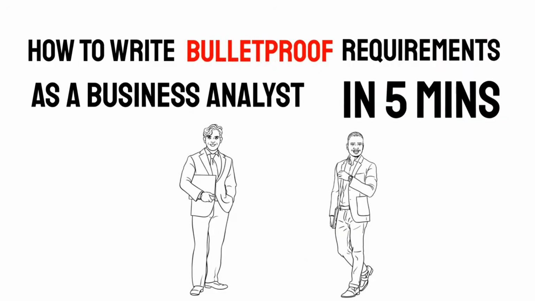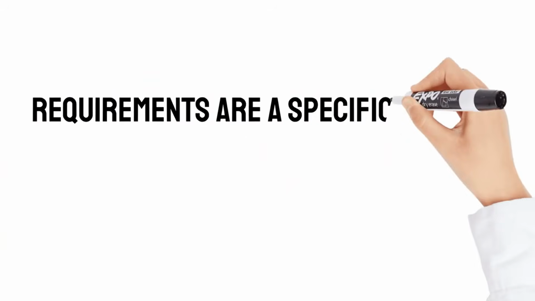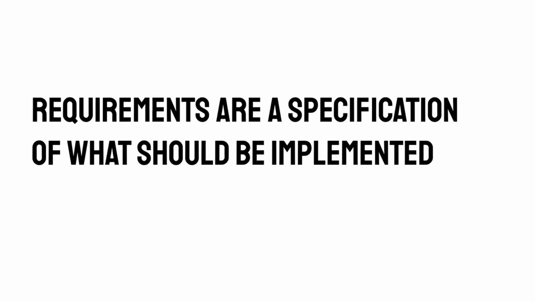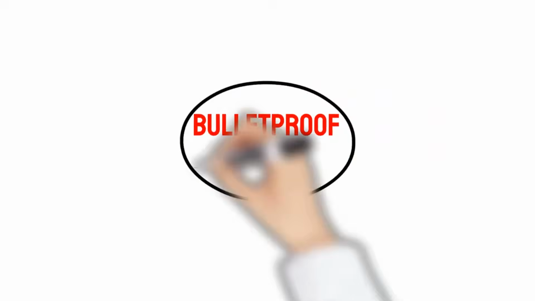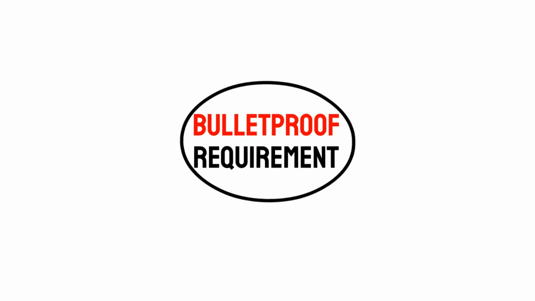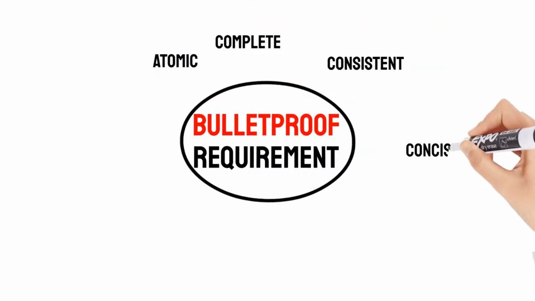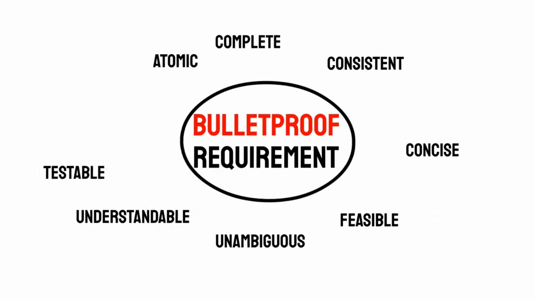So when we are talking about bulletproof requirements, what is a requirement? For this video, let's say a requirement is a specification of what should be implemented. So they describe how the system should behave. Which criteria makes a requirement bulletproof? Let me list them and then I will explain you each one. A bulletproof requirement is atomic, complete, consistent, concise, feasible, unambiguous, understandable, testable, and prioritized.